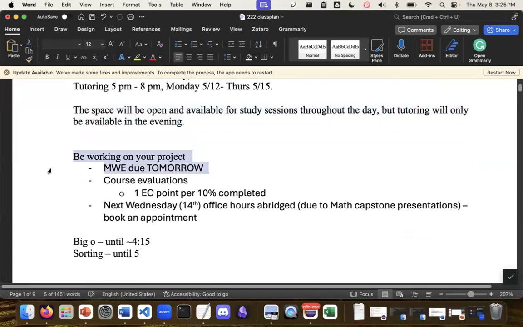So continue to work on your project. The minimal working example is due tomorrow. I know at least one group has already submitted it, and I have gone through and graded it how I would grade the final version. So I'm not expecting for this to be completely done. If you submit it, I will go through and check the rubric of these are the grades that you would get, but then you'll get full points for turning it in. So have something, and then that will help as you work towards the presentation.